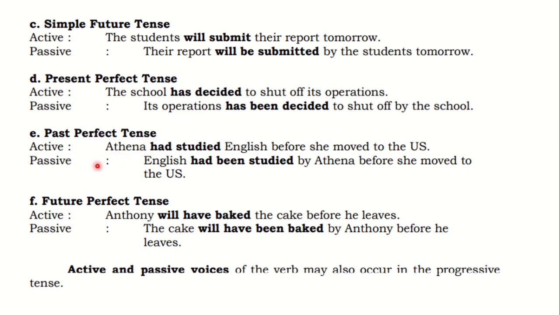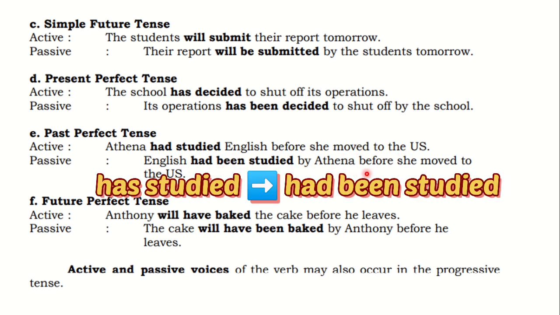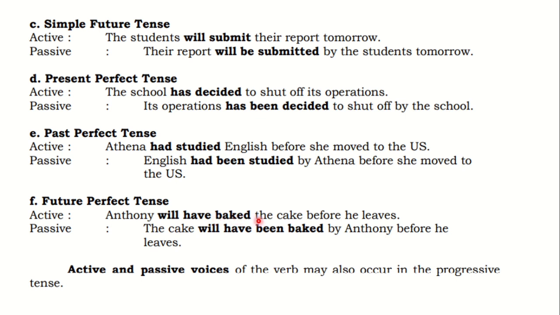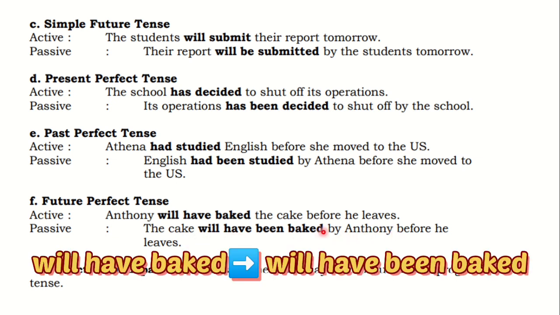Past perfect tense. Athena had studied English before she moved to US. English had been studied by Athena before she moved to the US. Okay, future perfect tense. Anthony will have baked the cake before he leaves. The cake, in passive form, it would be the cake will have been baked by Anthony before he leaves.